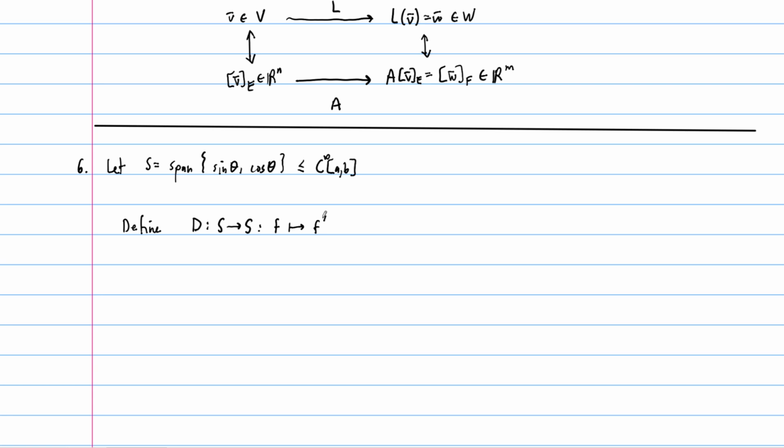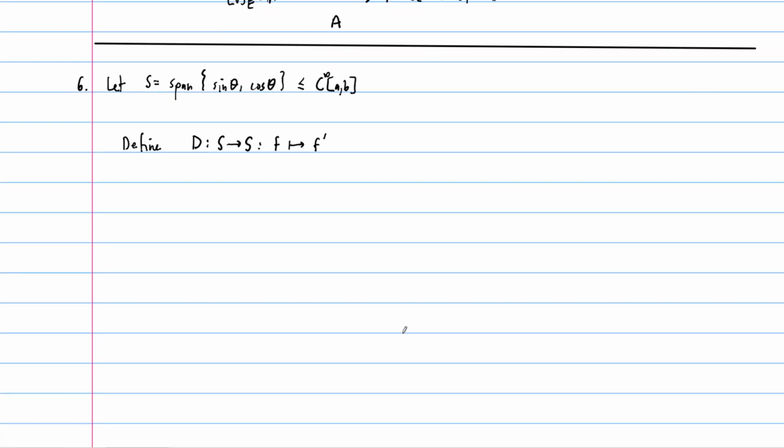Just takes the derivative, right? Then we want to find the matrix that represents this transformation. So we can find a matrix here. That's our goal here, right? So find the matrix that represents D on this space, the subspace S.